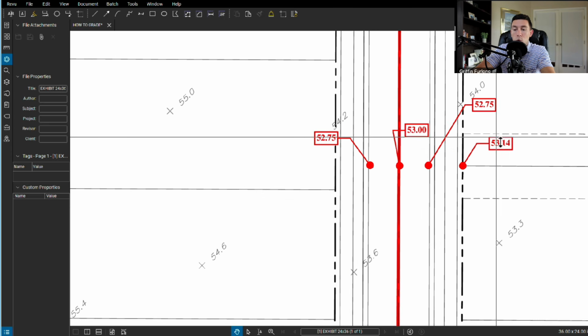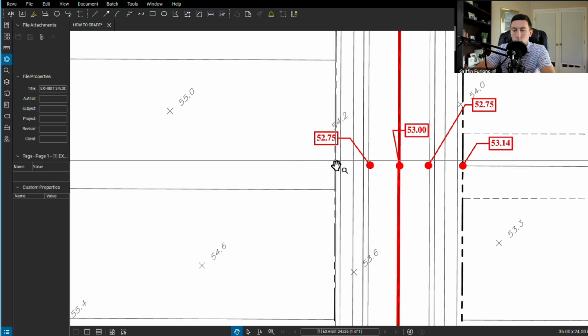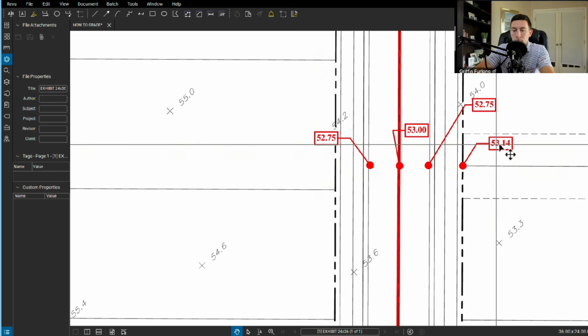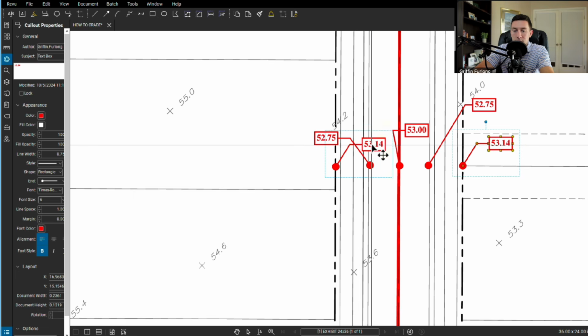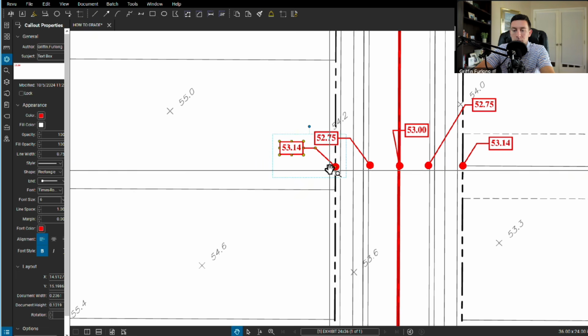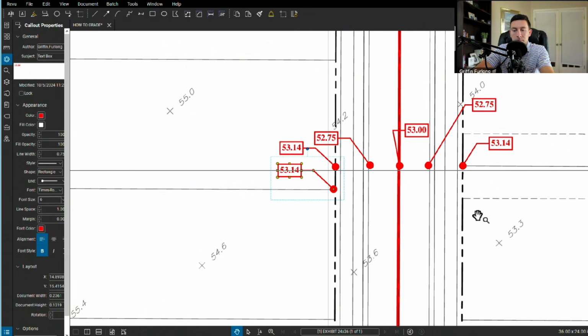So it won't be the same exact elevation, right? Right here would be more of a 53.14, which I'll put there. We won't show this on the grading plan, but this is for reference. This grade is going to be about roughly 53.14. But what's this grade? Well, let's think about this.